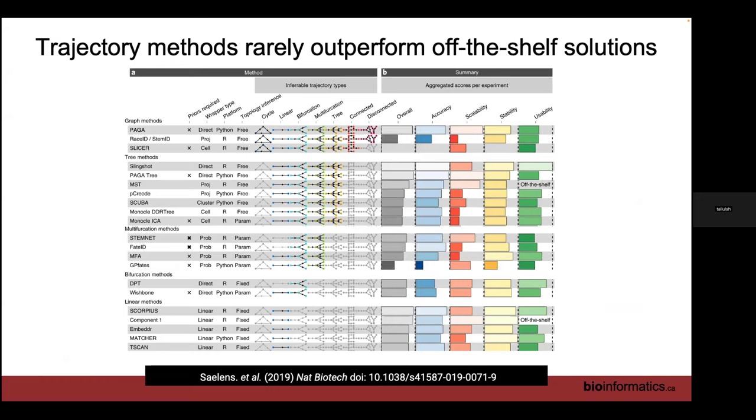They're also often called pseudo-time methods. I don't call them pseudo-time methods because there's nothing to do with time in these algorithms. All they're finding is a smooth continuum through my cells.